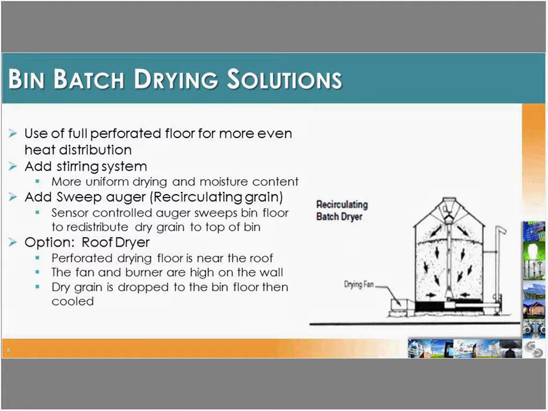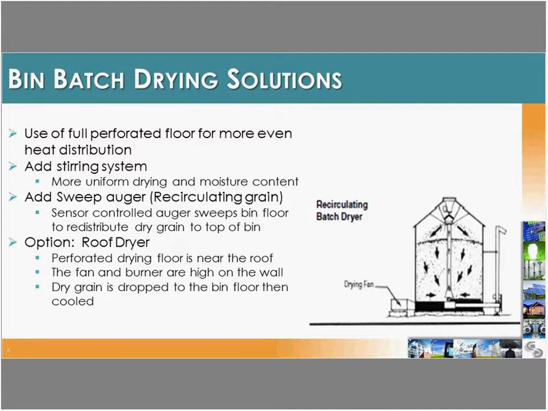adding a sweep auger to recirculate the grain. It'll make a complete sweep of the bottom floor, pull it up back to the top of the bin, and drop it back through so it recirculates in that batch dryer. And again, it's drying it as a batch, so it's staying pretty much in that bin.